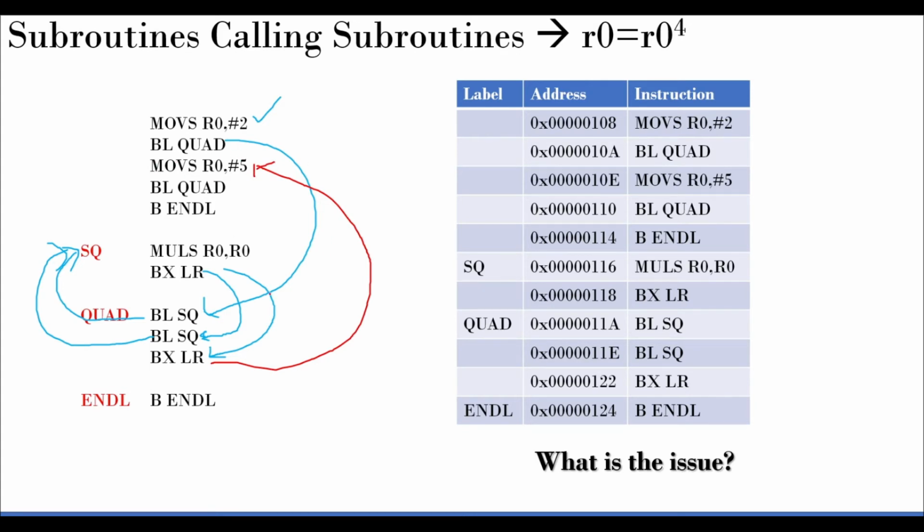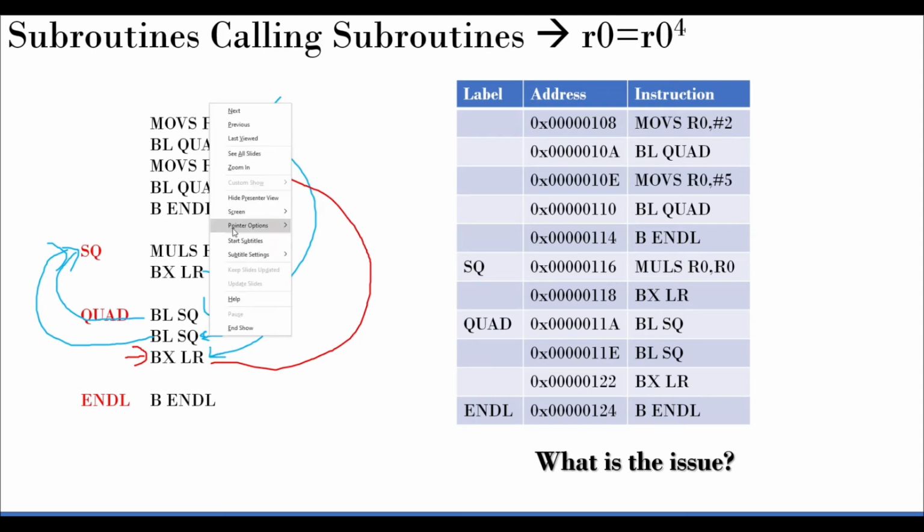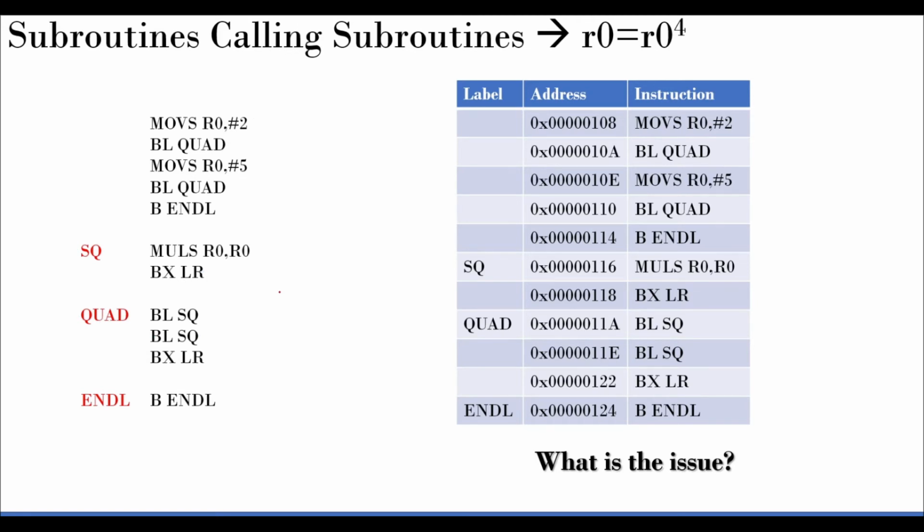But the problem here is, I already gave the clue, the BXLR is called 2 times. That means this BXLR will always be staying here. You can actually try this out. I will show you in a moment in Keil what is going to happen here. To understand this, you need to understand that LR and PC thing.